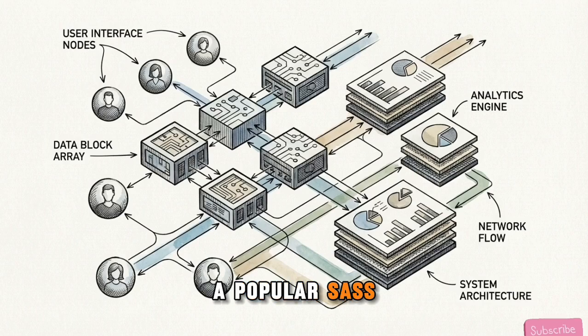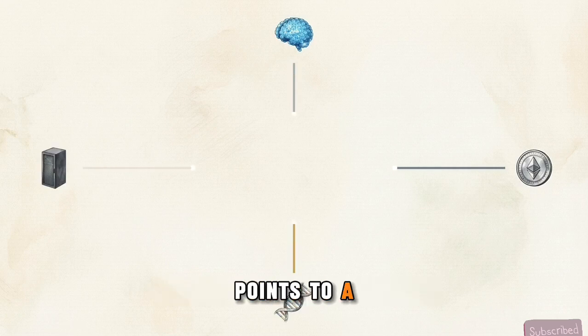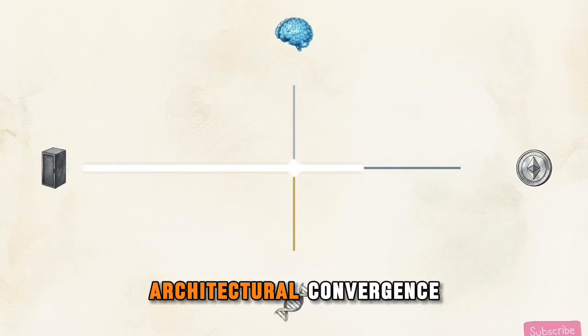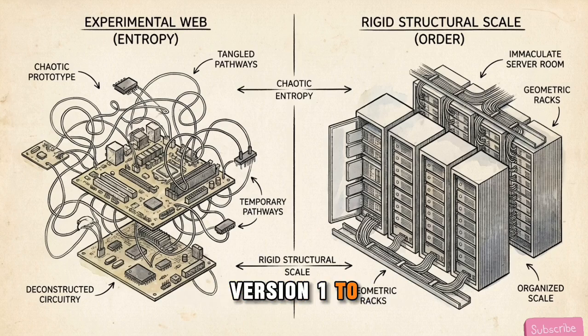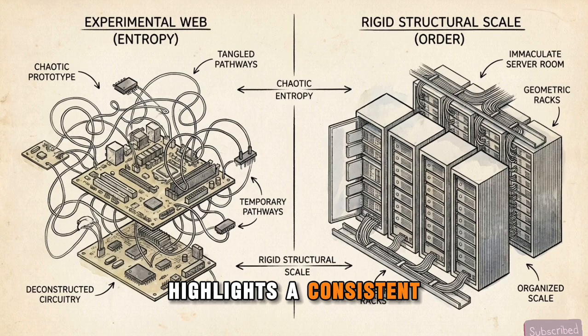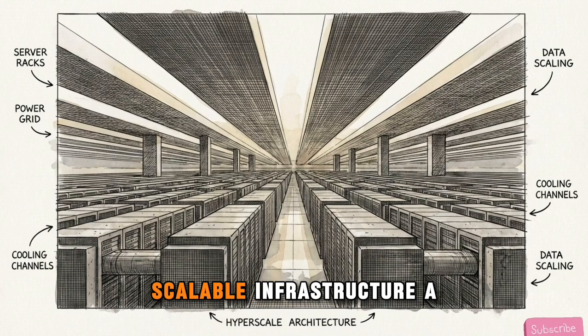Concurrently, a popular SaaS community platform rebranded its second-generation architecture as BetterMode v2, and the decentralized finance sector reeled from the legal fallout of the Tribe DAO v2 crisis. This shared naming convention points to a verifiable symptom of what we call architectural convergence. Across these sectors, the shift from version 1 to version 2 highlights a consistent technical trajectory, the movement away from experimental, single-purpose tools toward rigid, scalable infrastructure.